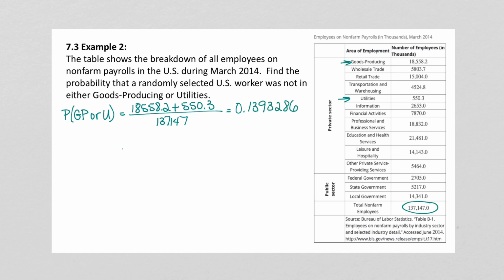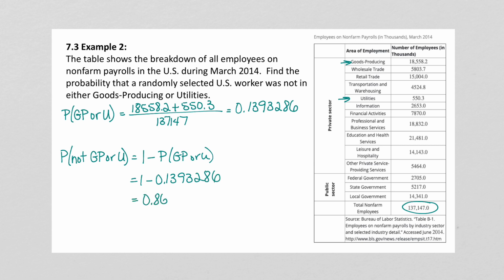0.13932886. And so, again, to find the probability that you select someone that is not in goods producing or utilities, you would subtract the probability that they are in one of those two from 1. So 0.860671. And that's it for the extra examples of this section.